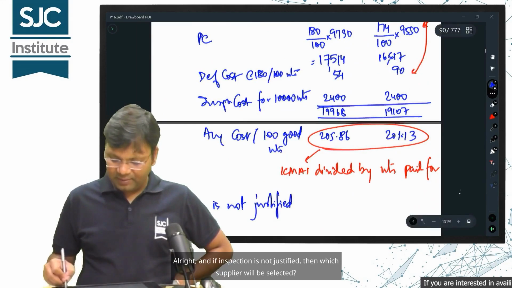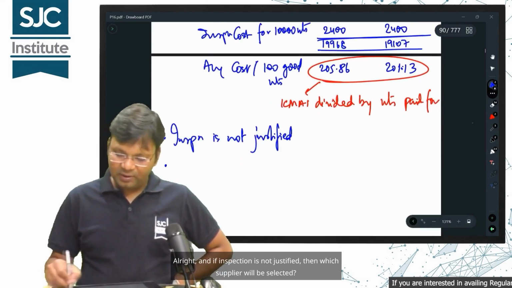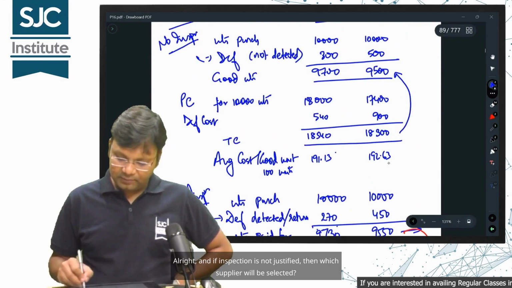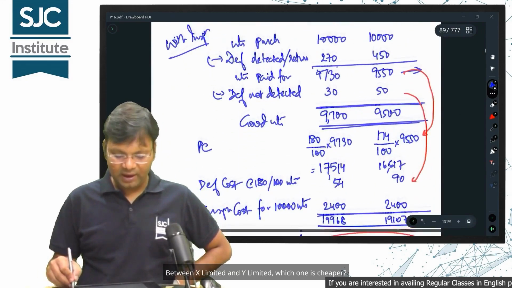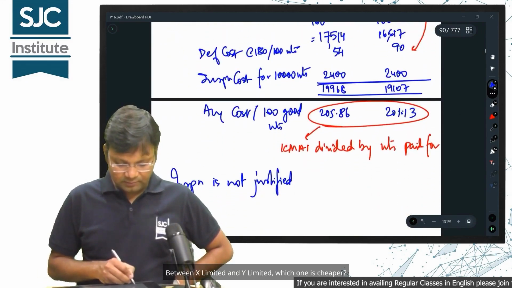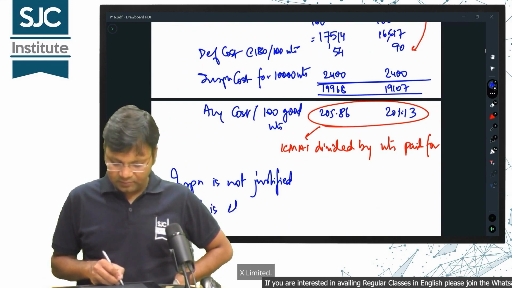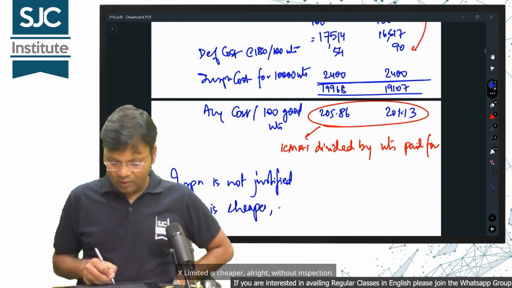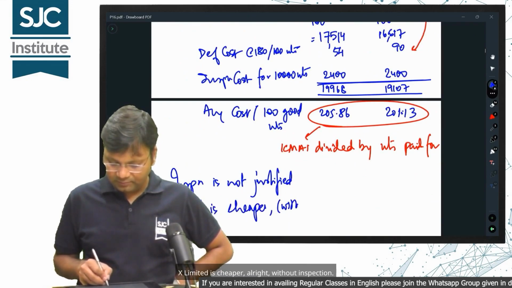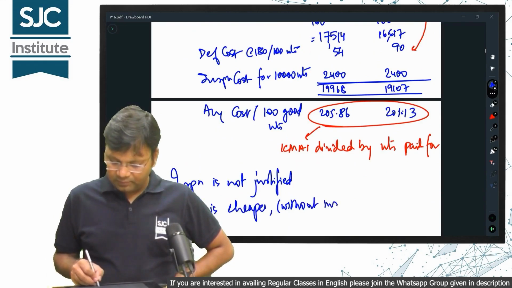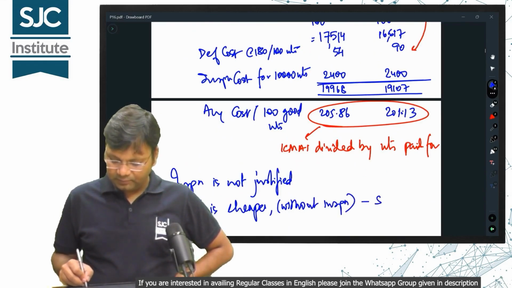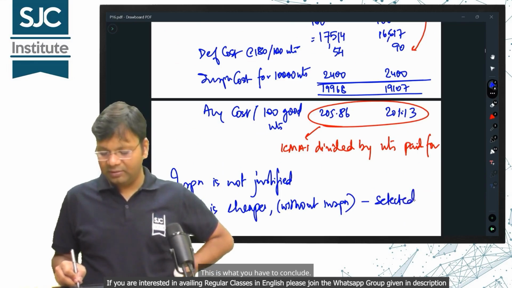And if inspection is not justified, then which supplier will be selected? Between X Limited and Y Limited, which one is cheaper? X Limited is cheaper, without inspection. So it should be selected. This is what you have to conclude.